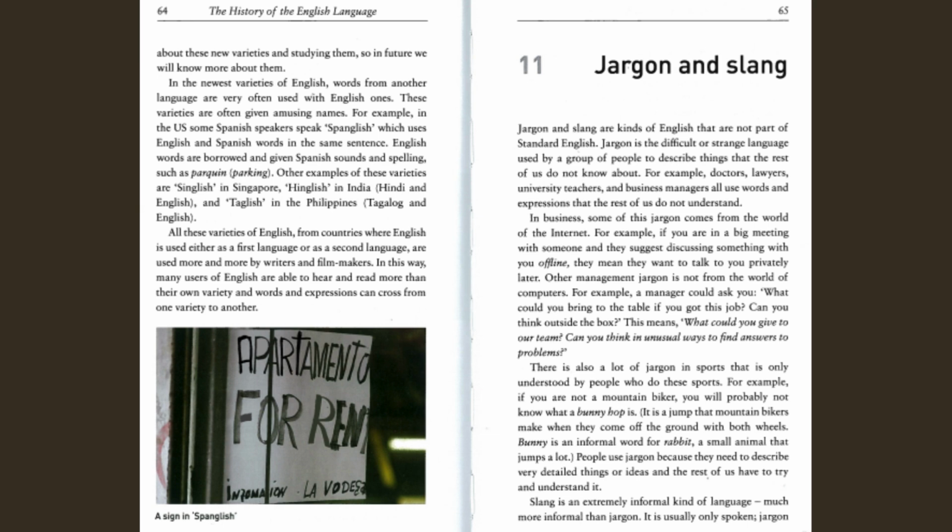All these varieties of English, from countries where English is used either as a first language or as a second language, are used more and more by writers and filmmakers. In this way, many users of English are able to hear and read more than their own variety, and words and expressions can cross from one variety to another.